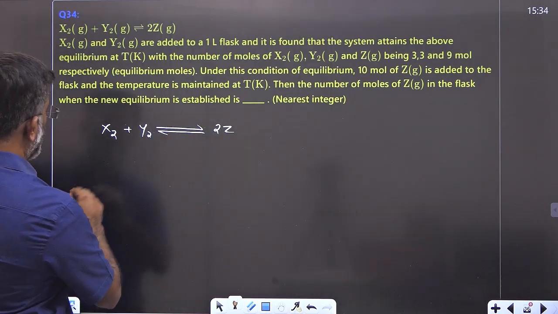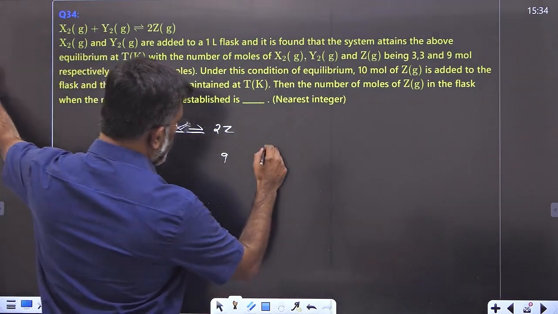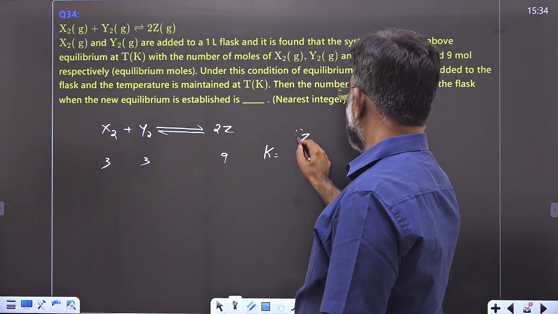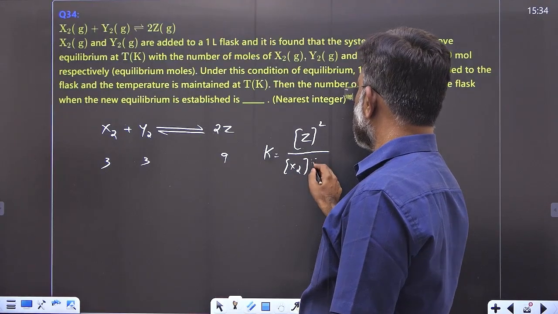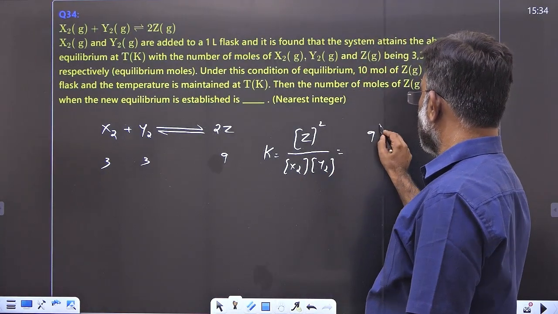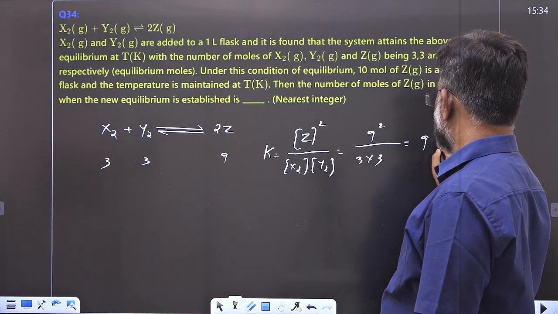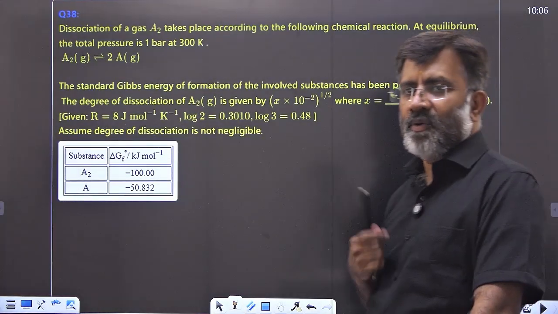So first equilibrium, this is 3 mole, this is 3 mole, this is 9 mole. Therefore, K equal to Z concentration square divided by X2 concentration, Y2 concentration. So it will be 9 square divided by 3 into 3. You get 9, that is K. So first we need to find out equilibrium constant.